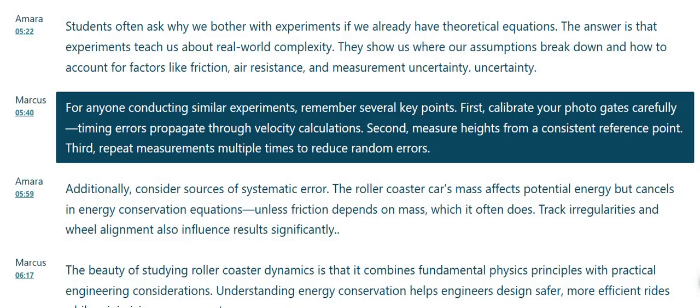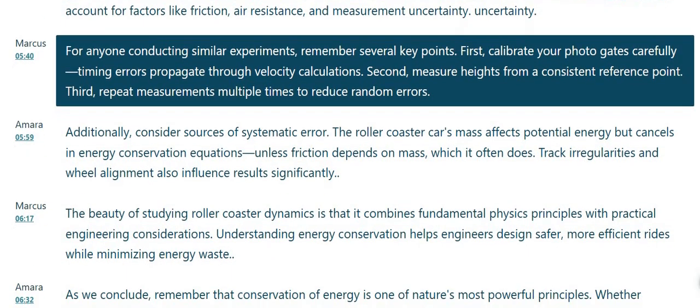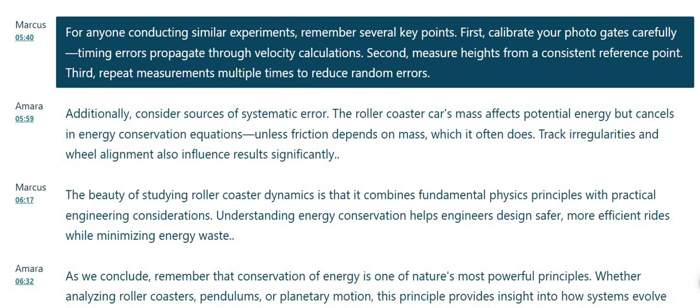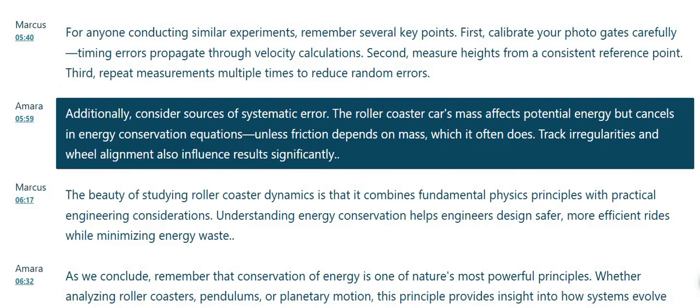First, calibrate your photogates carefully. Timing errors propagate through velocity calculations. Second, measure heights from a consistent reference point. Third, repeat measurements multiple times to reduce random errors. Additionally, consider sources of systematic error.